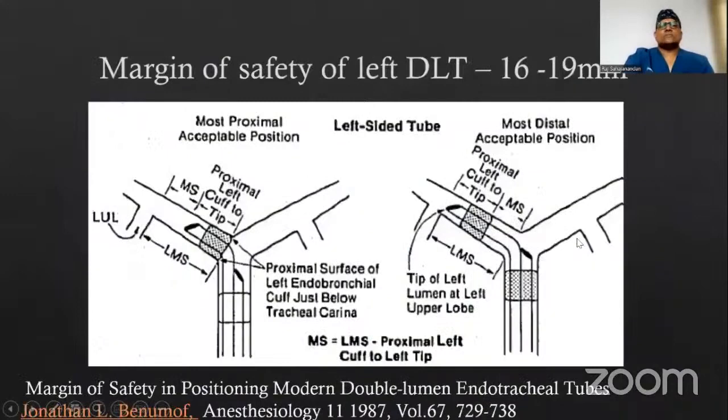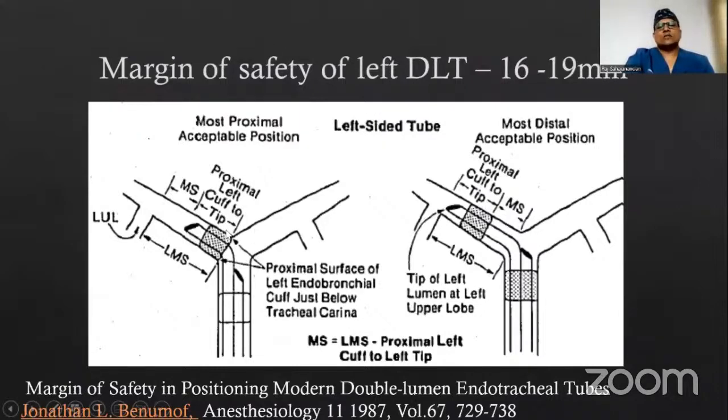Okay, so we discussed a margin of safety. What is margin of safety? It is nothing but the distance along the tracheobronchial tree through which the DLT can move without obstructing the major conducting airway. Whether it's a right-sided DLT or a left-sided DLT, the most acceptable proximal position is just distal to the carina, or the blue cuff just distal to the carina. If your tube is anything more proximal, when you inflate, the cuff will herniate here and may obstruct this airway.